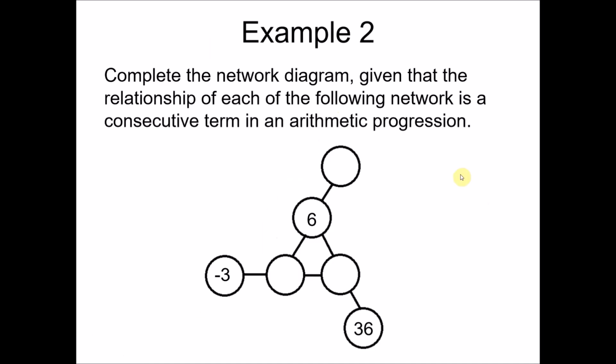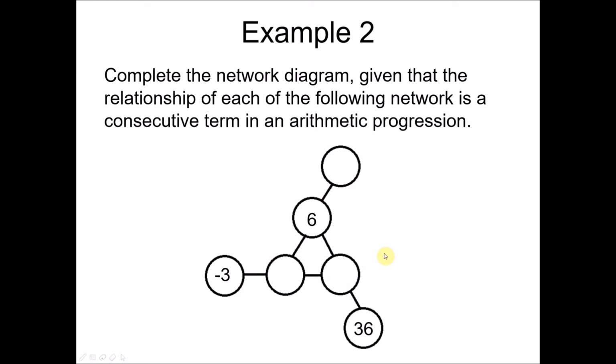Now we look at example 2. Complete the network diagram. Given that the relationship of each of the following networks is a consecutive term in an arithmetic progression. This is similar to the exercise in your textbook. We try to analyze the network here. You can see that this circle and this circle are linked by this line. This is linked by this line, and here we have another line. Meaning that the numbers along the line form a sequence, and it is an arithmetic progression. So here we have an arithmetic progression, here we have another sequence of arithmetic progression, and here we have the third one.